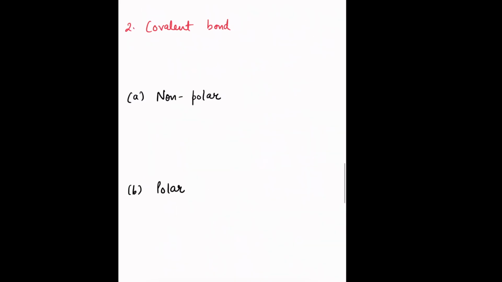Now let us understand covalent bonding. So in covalent bonding, what is happening is the bonds are formed by sharing of electrons. So here electrons are shared. What that means is there is no complete transfer. It is just shared between two atoms involved.